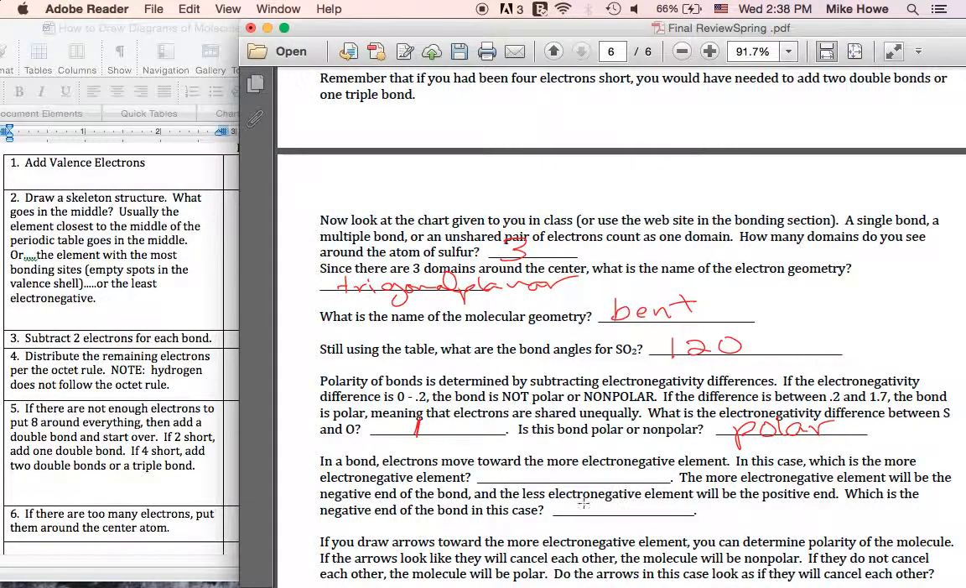Okay, in a bond, electrons move toward the more electronegative element. In this case, which is the more electronegative element? Was that sulfur or was it oxygen? It was oxygen. So the negative end of the bond in each one of these cases is oxygen. The more electronegative element will be the negative end of the bond. The less electronegative will be the positive. The negative end is oxygen.